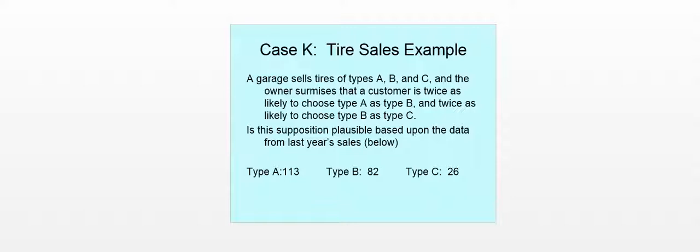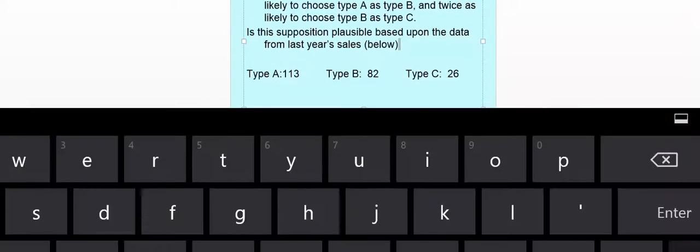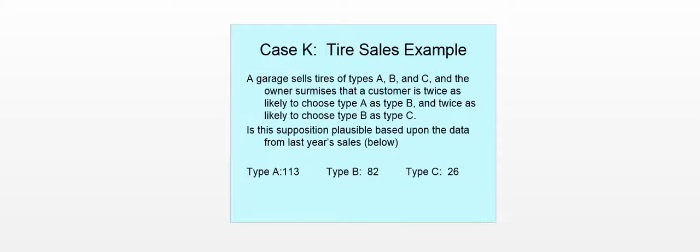The hardest part of this problem is making sure we understand what the null hypothesis is and getting the expected number according to our supposition of the different brand popularity. In order to get that right, it's very important that we get the total number of sales here so that we can get the expected number. If we add these three numbers together, 113 plus 82 plus 26, I got a total of 221 tires sold last year.